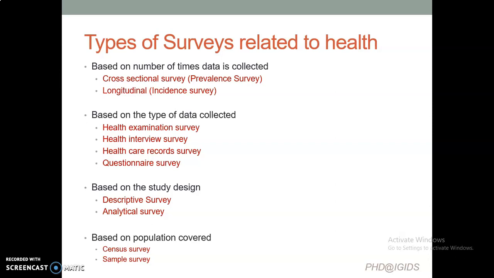The third is, suppose you want to know how many patients have visited our college last year with dental caries. You need not go back and call all these patients and examine. You can go to the record section, collect last year's case records, and scrutinize, and that will give you information about how many patients have reported to the college with a complaint of dental caries. So such kind of data collection, where you don't directly involve the participant, whereas you collect the data from a record, is called a health record survey.